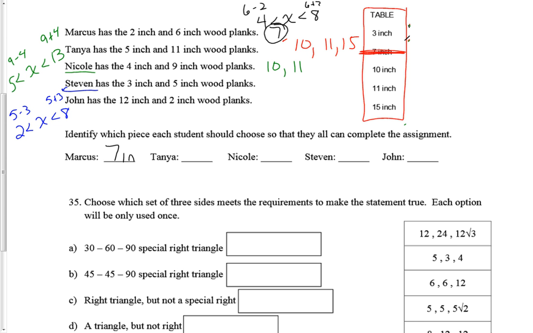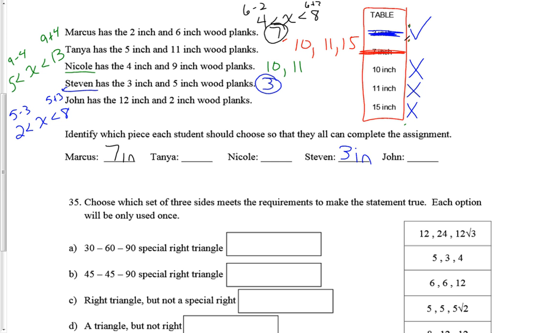So for Stephen, the side has to be bigger than 2 and smaller than 8, and the 3 will work. The 10 will not, because 10 is not smaller than 8. The 11 is not smaller than 8, and the 15 is not smaller than 8. So that means Stephen has to have the 3-inch plank. I'm going to remove it from the table, and Stephen's is the 3-inch.